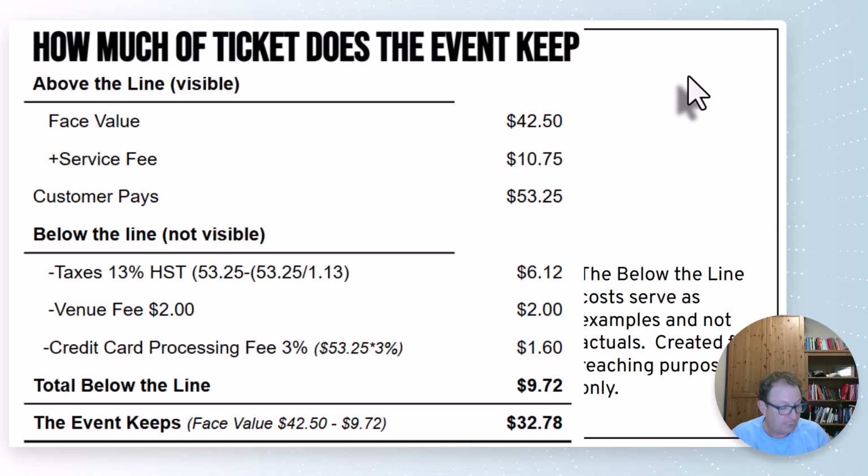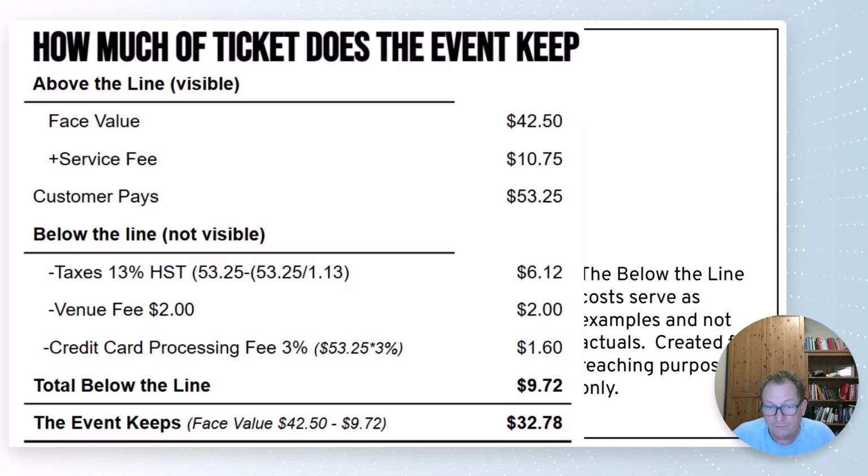If you had calculated 13% of $53.25, you would be wrong. If I went 53.25 times 0.13, that would be $6.92. That's not correct in this case because you're not paying 13% of $53.25. The 13% is built into that. In this case, there was a venue fee of, let's say, $2, and I'm making up the venue fee here as an example, and the credit card processing fee, let's say it's 3%.